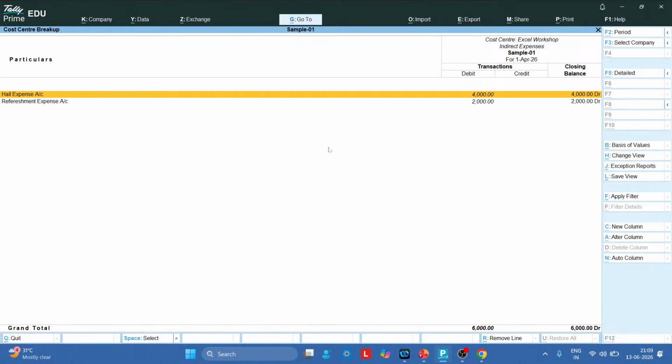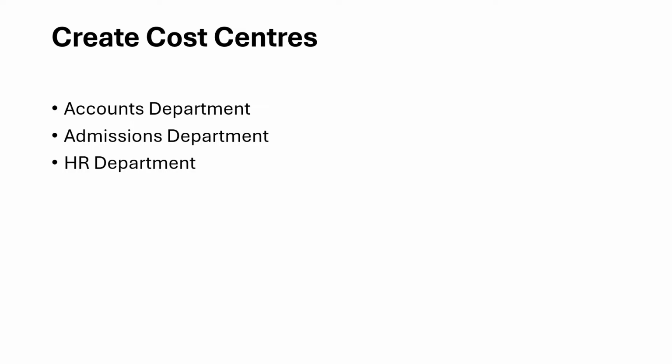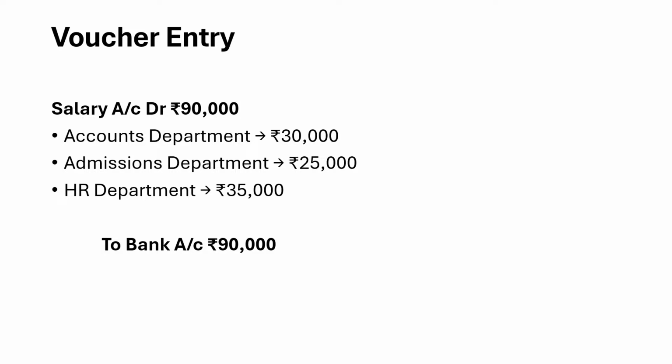Okay, now we will discuss a few more examples so you may understand in detail. Example, department wise salary tracking. Suppose there are departments: accounts, admissions and HR. In each department there are persons working. So if you want to create the cost center, you create accounts department, admission department and HR department like this. So you can create this salary: accounts department 30,000, admission department 25,000, HR department 35,000. Like this you can create.